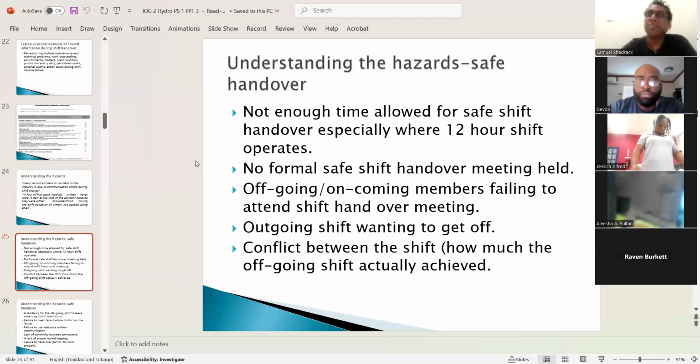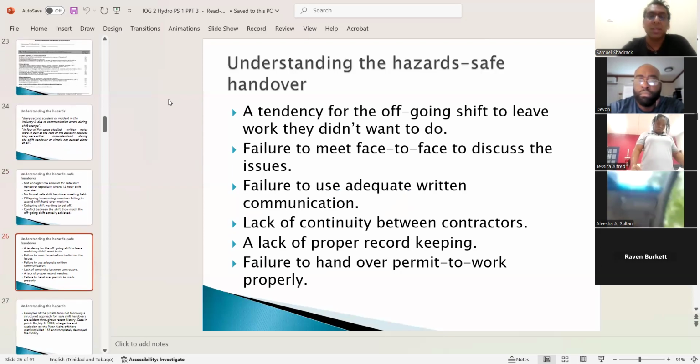So you just have to read it and kind of digest it, right? I mean, personally, here now I can't think of a question, right? So you can read some of this off. I'll read the first, the middle, and the last. Some of the hazards of safe shift handover.